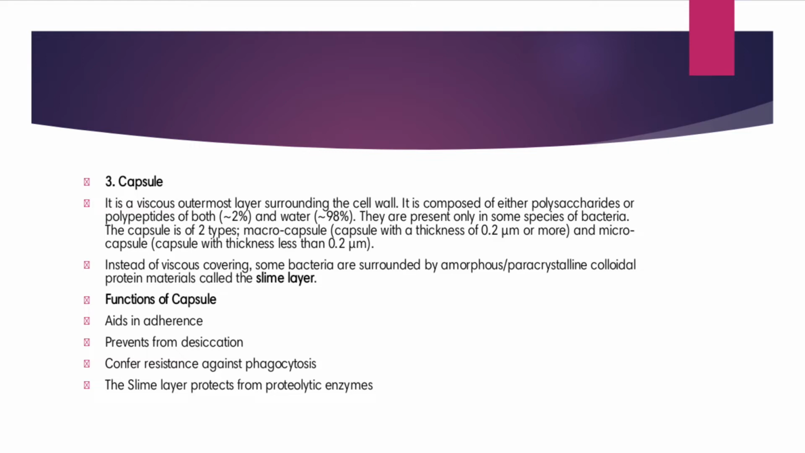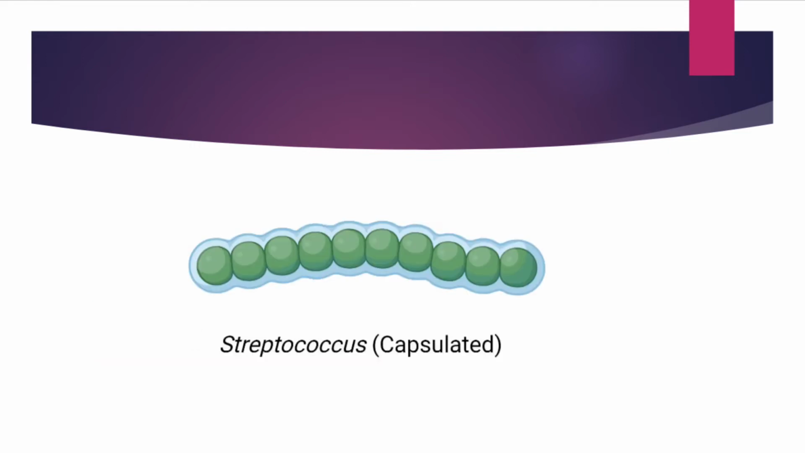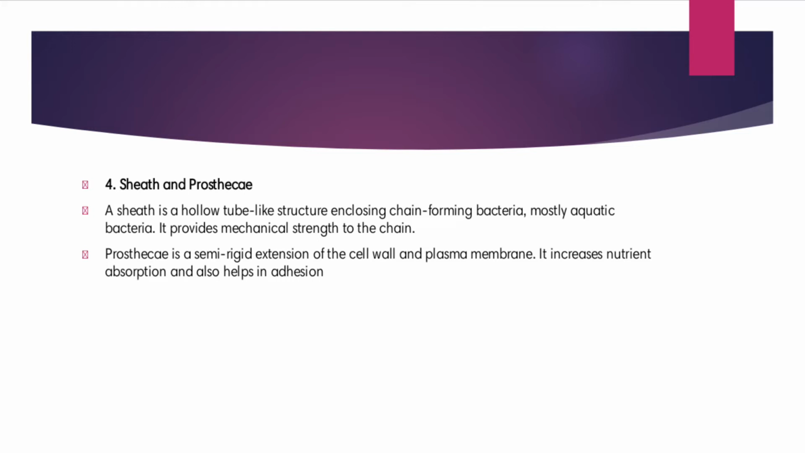Functions of the capsule: they aid in adherence, prevent desiccation, and confer resistance against phagocytosis. The slime layer protects from proteolytic enzymes. Sheath: a sheath is a hollow tube-like structure enclosing chain-forming bacteria, mostly aquatic bacteria. It provides mechanical strength to the chain. The prostheca is a semi-rigid extension of the cell wall and the plasma membrane. It increases nutrient absorption and also helps in adhesion.